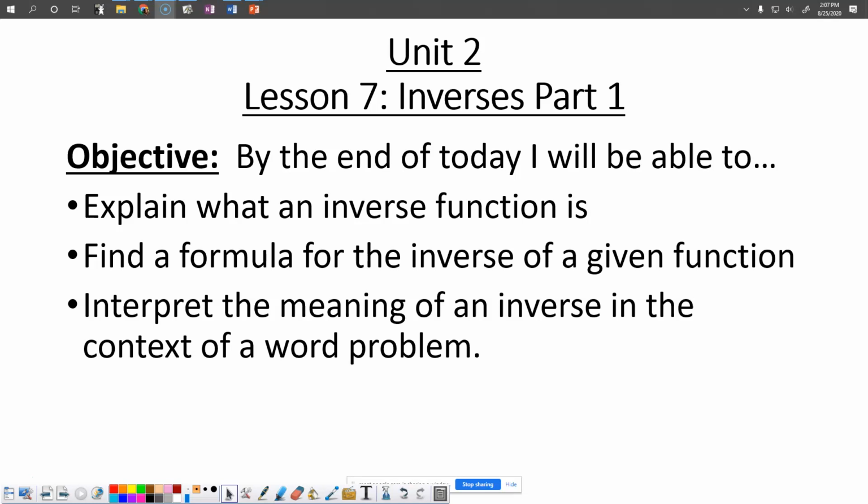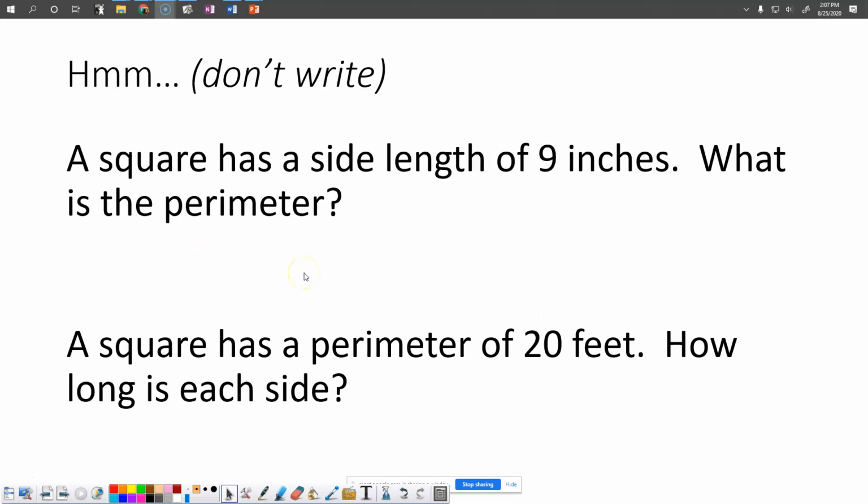Today we're going to talk about what an inverse function is, first of all. Then we're going to learn how you can write the equation of an inverse function. And then the third thing is we're going to look at how to interpret what inverse functions mean in the context of a word problem. Okay, so without any further ado, let's begin.